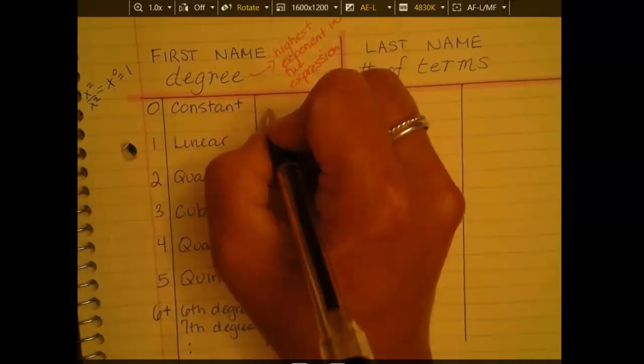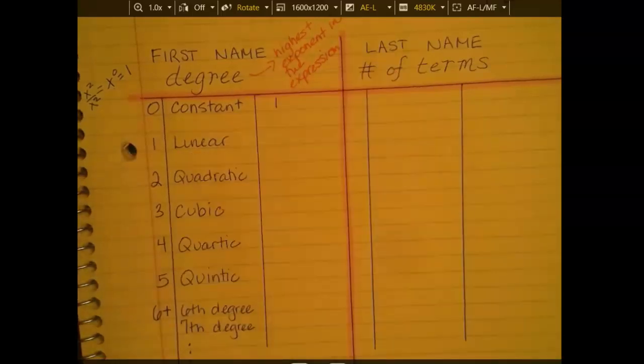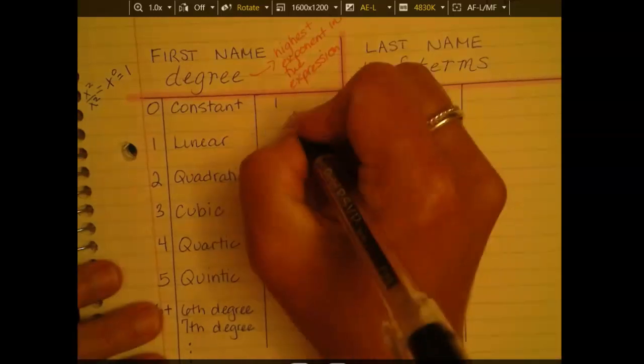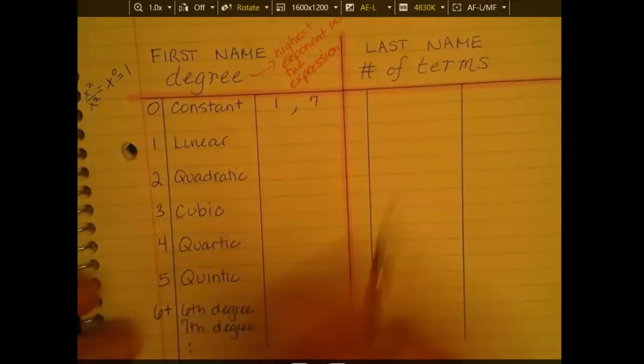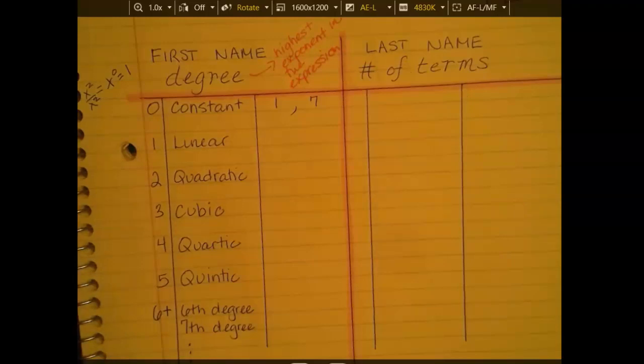So 1 is a constant. But any whole number is a constant also. Okay, I'm going to put a comma. 7 is a constant. A constant cannot have an x in it by definition because the exponent number, which is the degree, has to be 0. And so that means there's no variable, right?